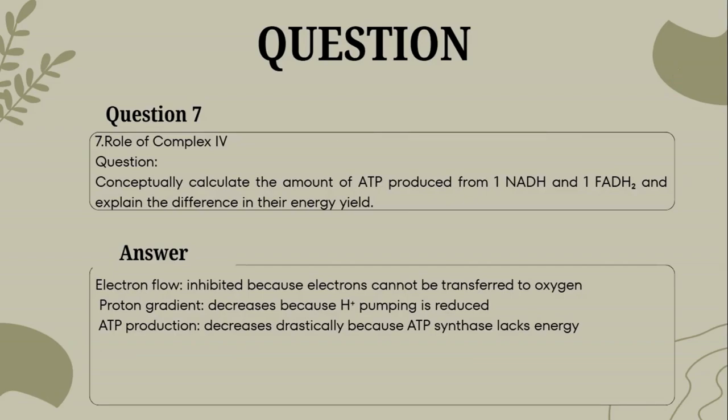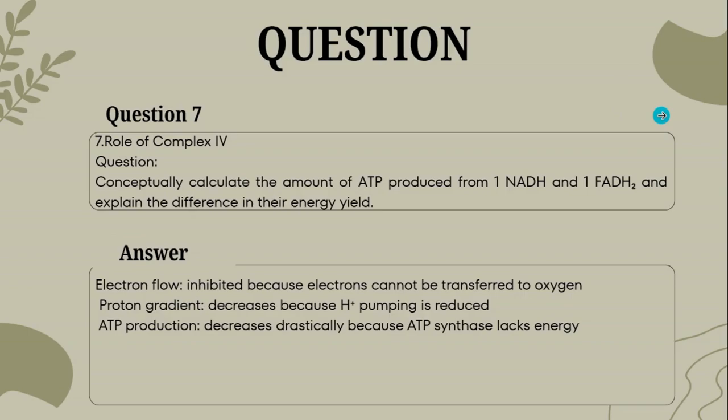Next question about role of complex 4. Conceptually calculate the amount of ATP produced from 1 NADH and 1 FADH2 and explain the difference in their energy yield. Electron flow is inhibited because electrons cannot be transferred to oxygen. Proton gradient decreases because H+ pumping is reduced. ATP production decreases drastically because ATP synthase lacks energy.